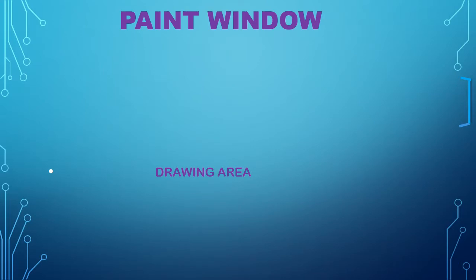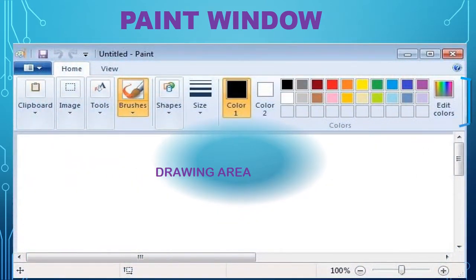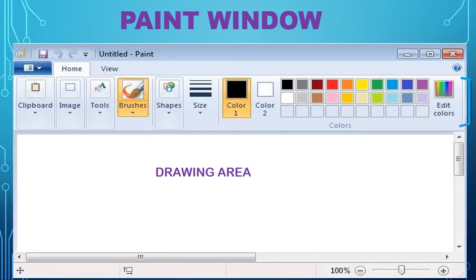Okay, now you can see the Paint window. When you click the Paint option, the Paint window will be like this. The first thing you can see now is one green arrow, that is the Paint button. And this is the Home tab, and this is the drawing area, and the corner area is a ribbon.